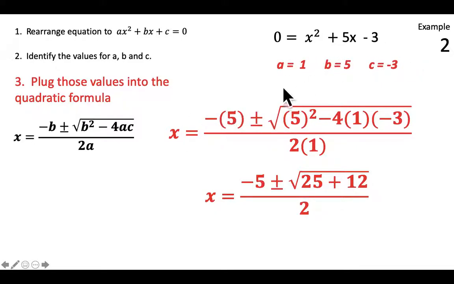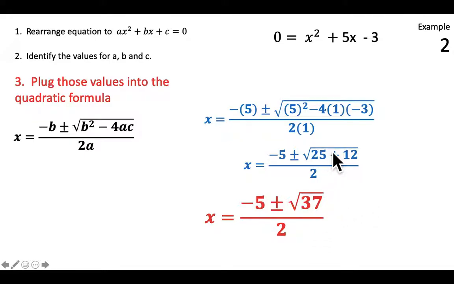So I dropped the 5 in first with the negative sign in front of it. Then inside the radical sign, I use 5 again and square it. Subtract from that 4 times 1 times negative 3. When I do that math, I get the equation at the bottom. Then when I've completed all of the addition and subtraction, I get that x is equal to negative 5 plus or minus the square root of 37 divided by 2. That can't be reduced any further.